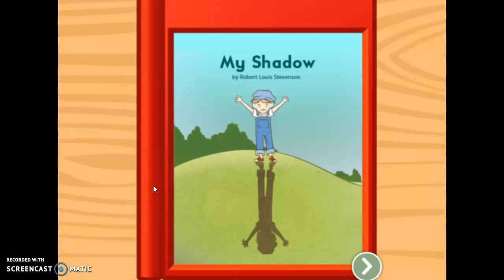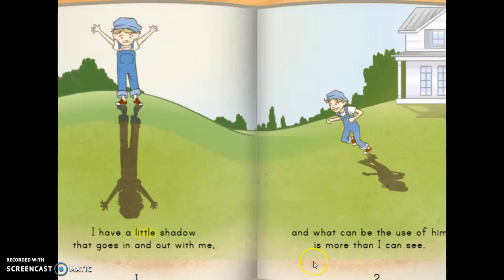My Shadow by Robert Louis Stevenson. I have a little shadow that goes in and out with me, and what can be the use of him is more than I can see.